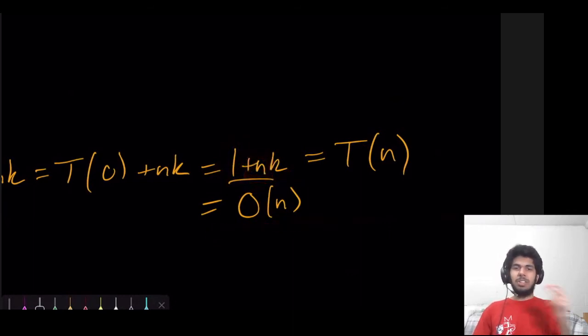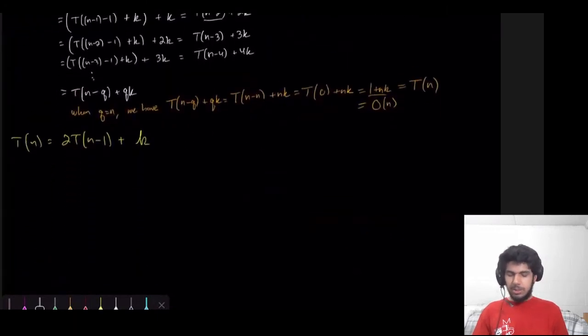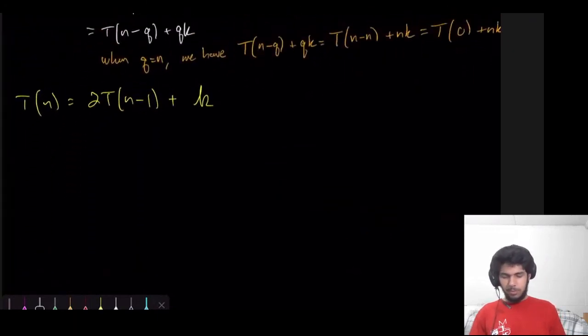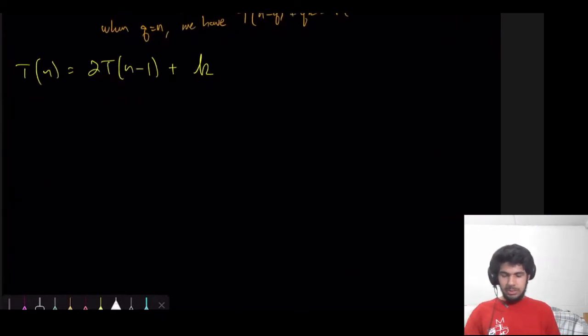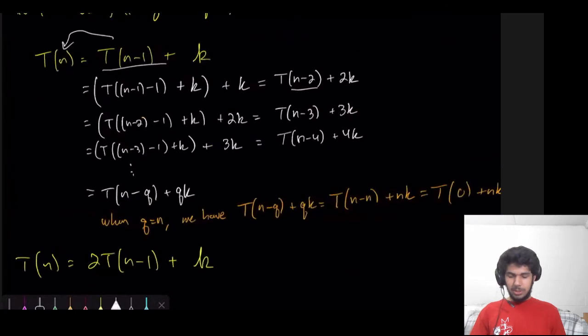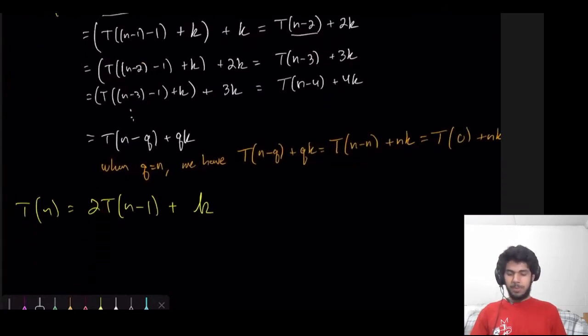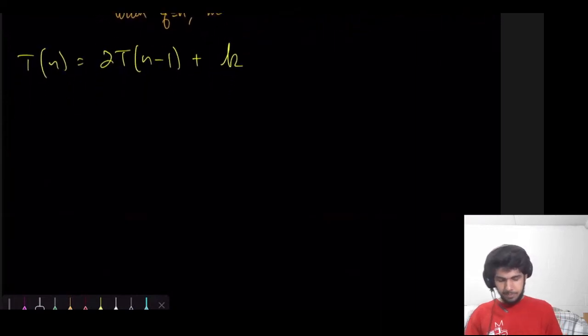So we sort of just plug things in repeatedly until we hit our base case, take a look at the function that we have left, and then assign its big O value. Let's do another example to see what happens, and then hopefully it'll start to make sense. So T(n) equals 2 times T(n-1) plus k. It's very similar to the previous example, except now we have this constant 2 here. So let's see how things change.